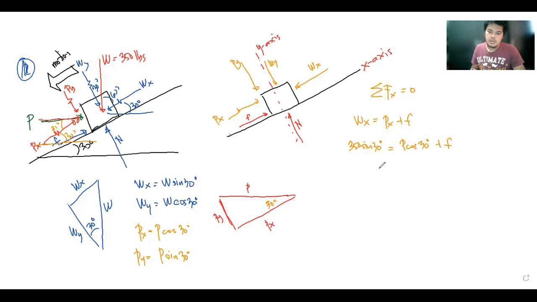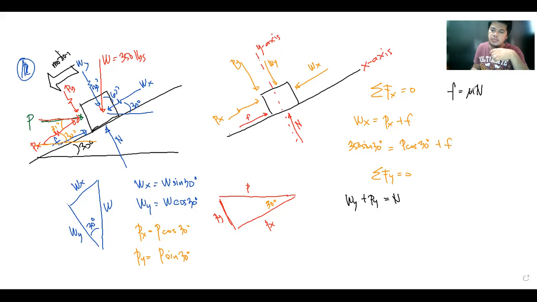So we do summation of forces along Y, which is also equal to 0. For the Y component, we have the following: Wy plus Py is equal to the normal force, no? So we know that the friction force is equal to mu N.